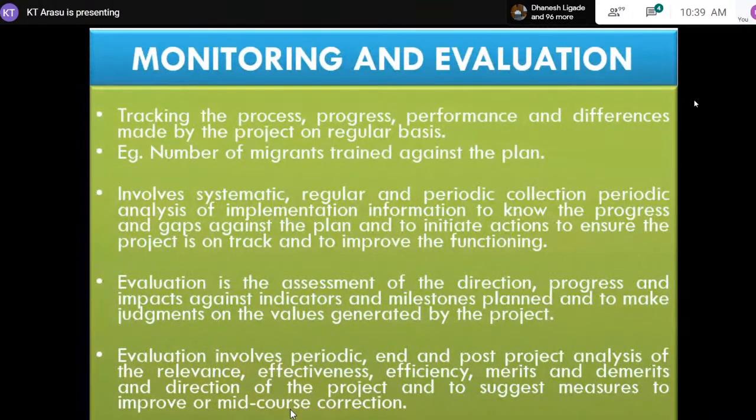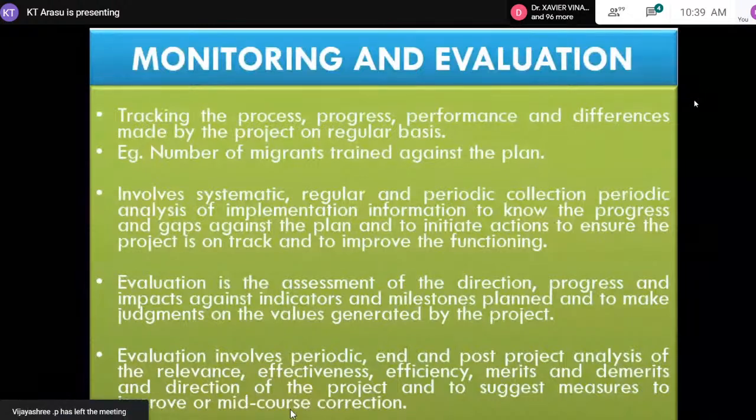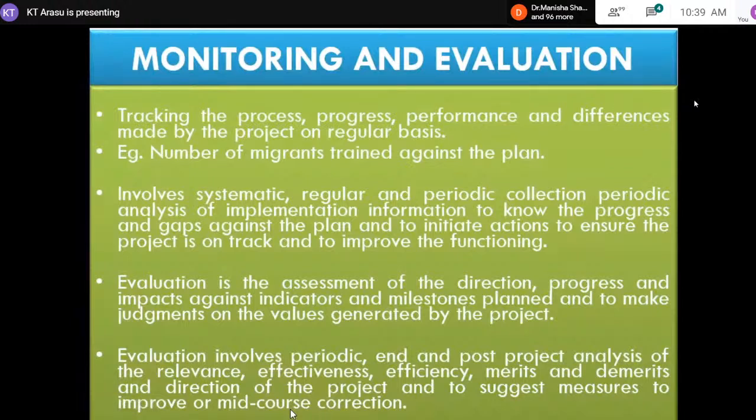Then merit and demerit is another part of this. In every case there are merits and demerits. Similarly, every project has a good part and a bad part. All these things are part of the merits and demerits of your project, and direction. Already I told you, and suggest measures to improve. For example, even if it is a midterm project, now you can take midterm correction. Suppose at the end of the project, you can learn lessons.